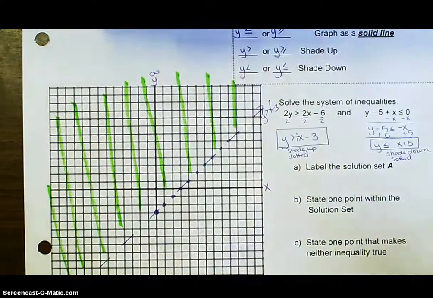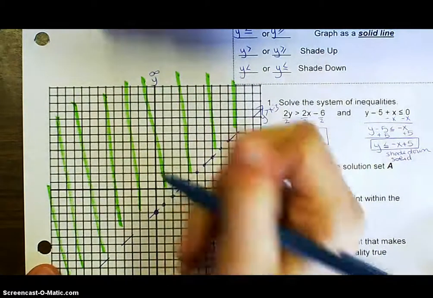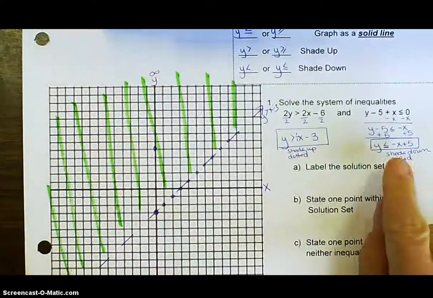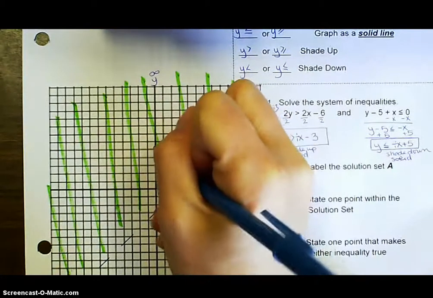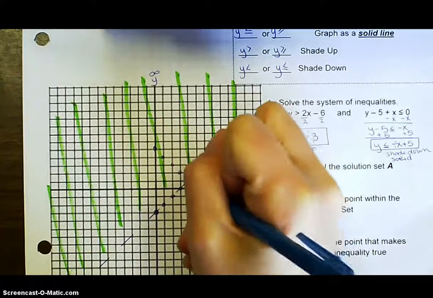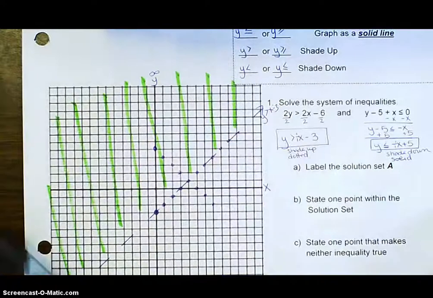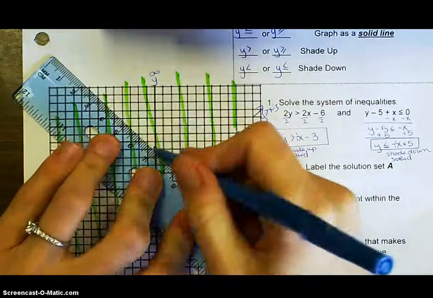Now I'm going to look at my second equation. This time I'm going to start at the positive 5. So on my y-axis I go up to 5: 1, 2, 3, 4, 5. And this time my slope is a negative 1 over 1. So I'm going to go down 1 to the right 1. Okay, and once I have a few points, I can go ahead and graph it. Draw my line. This time it's a solid line.